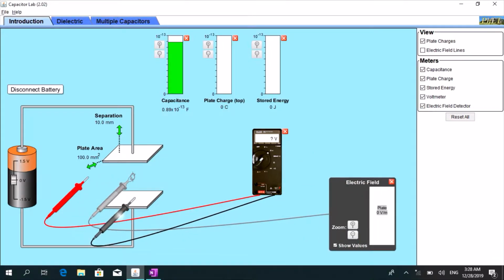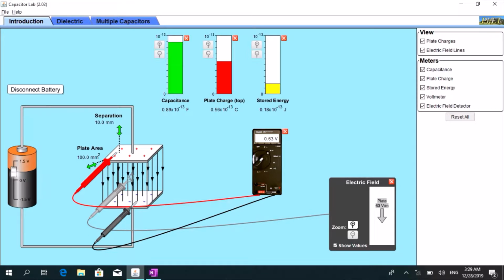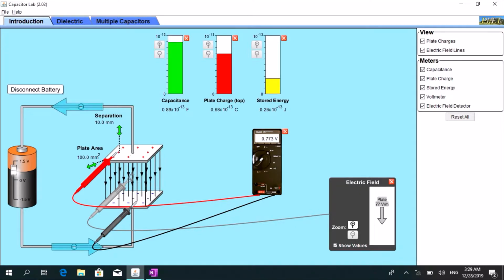So let's set our probes, the negative to the negative and the positive to the positive. When we have 0 volts, we don't have any plate charge here, and we don't have any stored energy. Let's see what will happen to the electric field lines, and we have an electric field tester. This probe, I will put it between the two plates. When we apply voltage to the plates, see what will happen. We have an electric field forming between the two plates. When we increase the voltage, the electric field therefore is increasing, and it's reading 63 volts per meter. When we increase the voltage more, the electric field is increasing proportionally to the voltage across the battery.